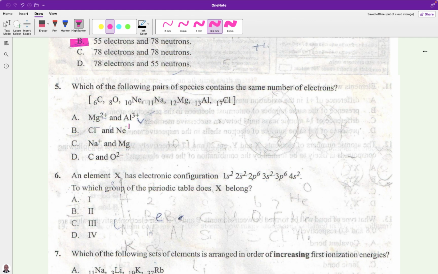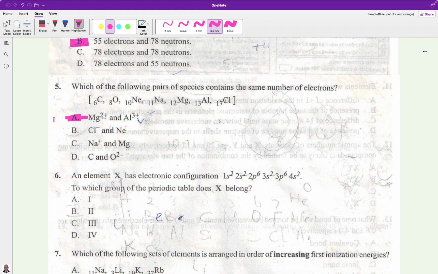Let's go to aluminum. Aluminum has 13 electrons, and the ion shows that 3 electrons have been lost. So aluminum now has 10 electrons. So just from the first case, the answer for 5 is A.